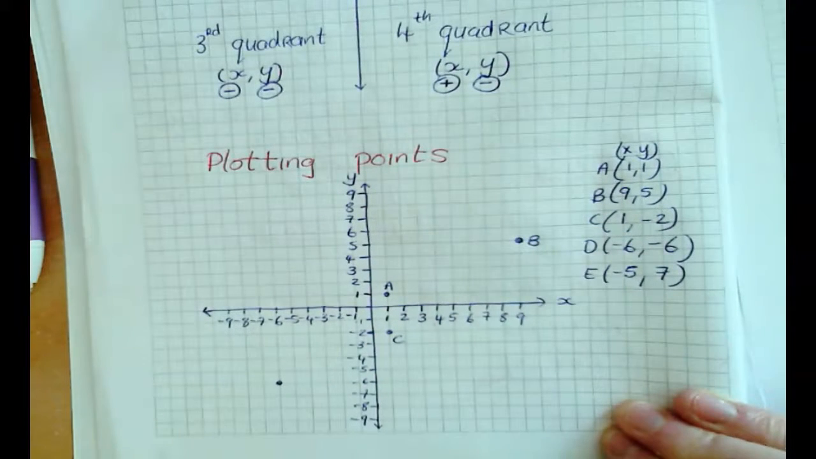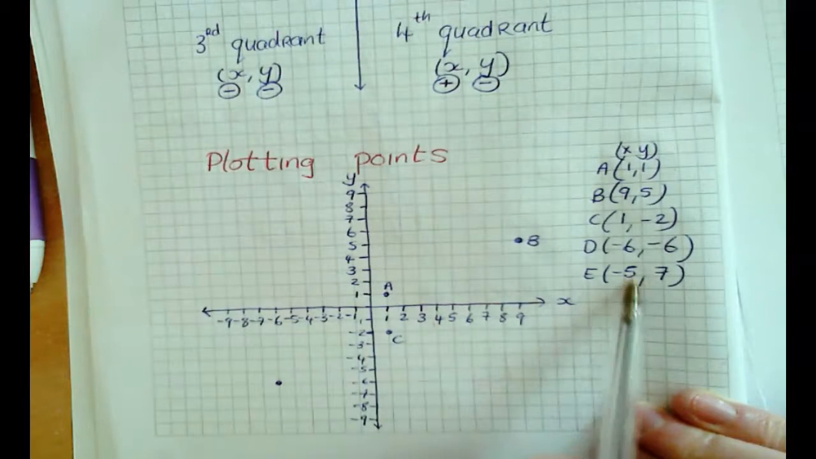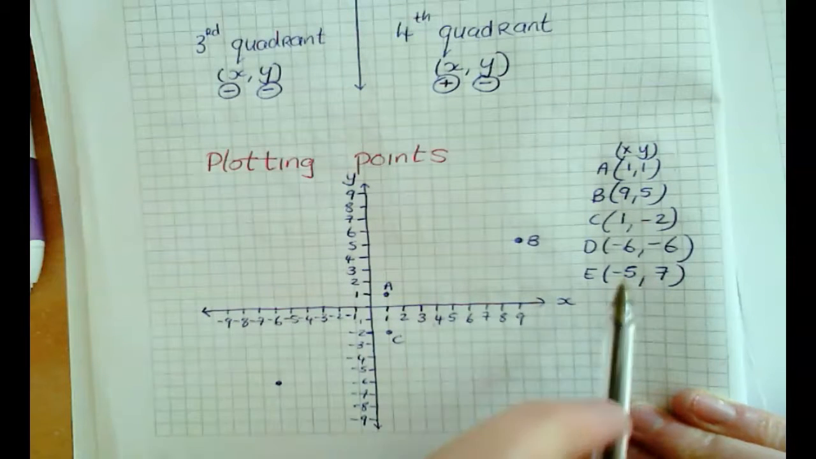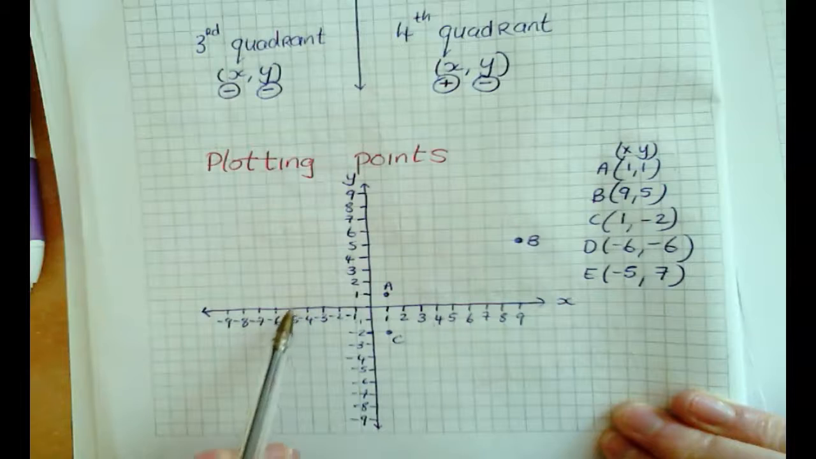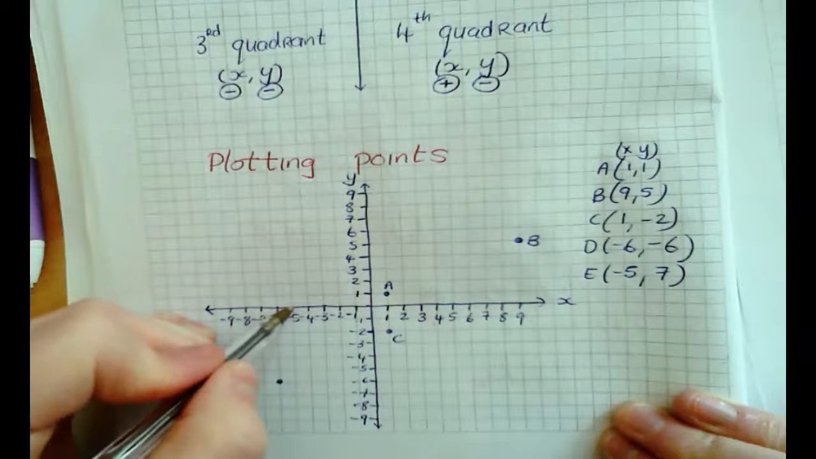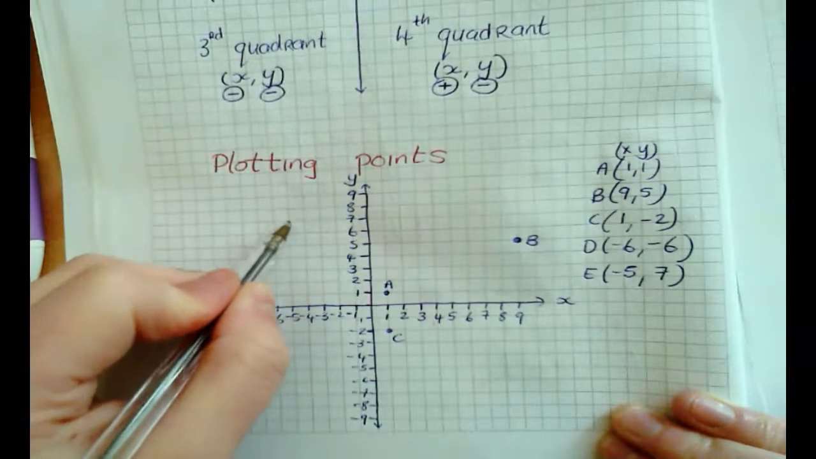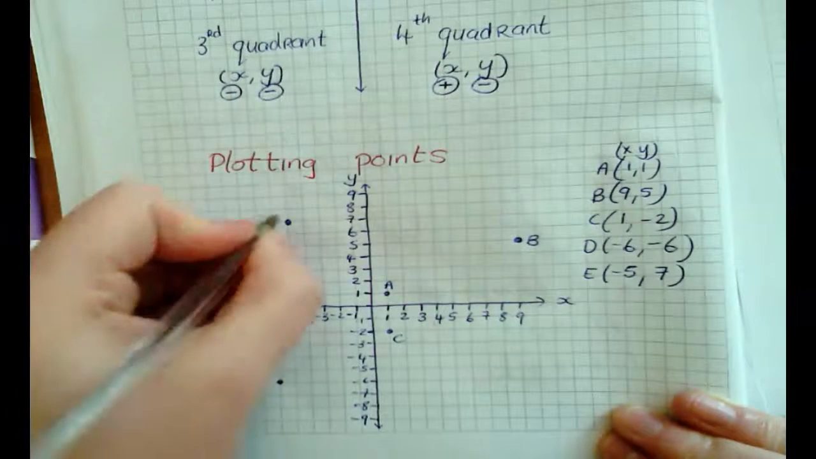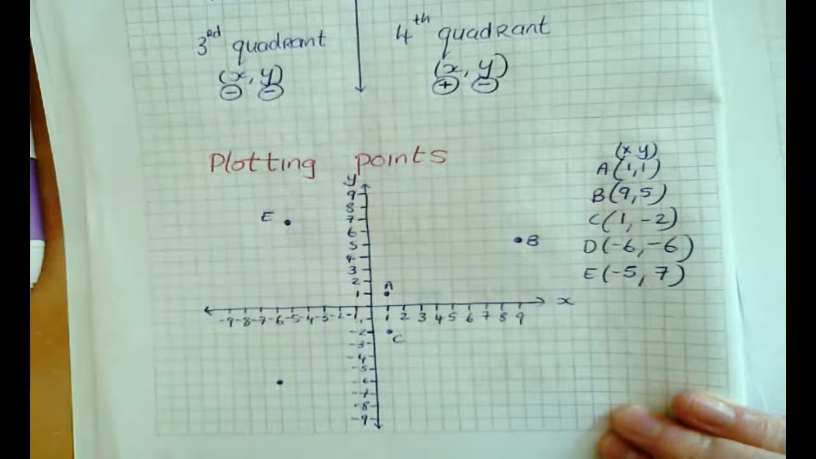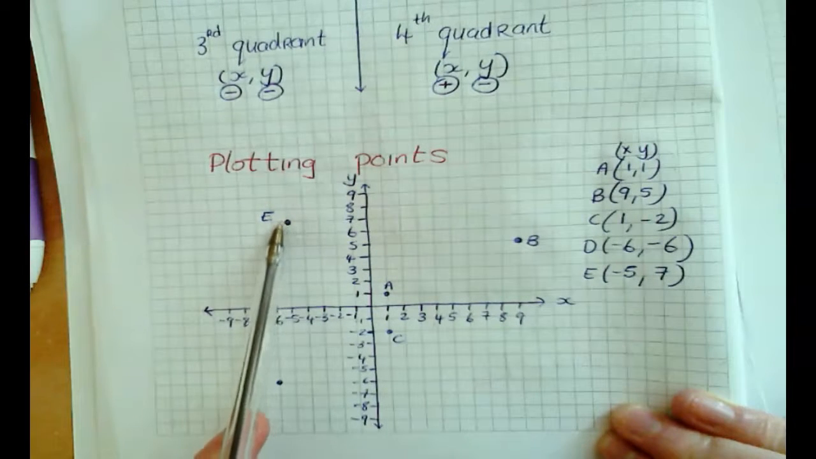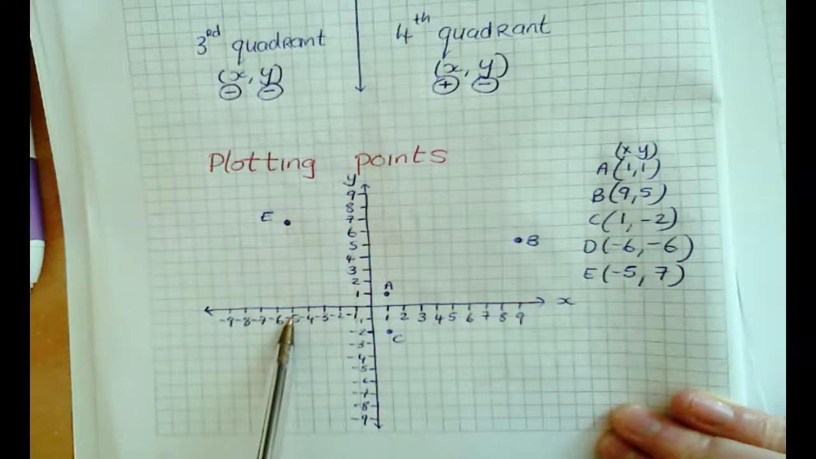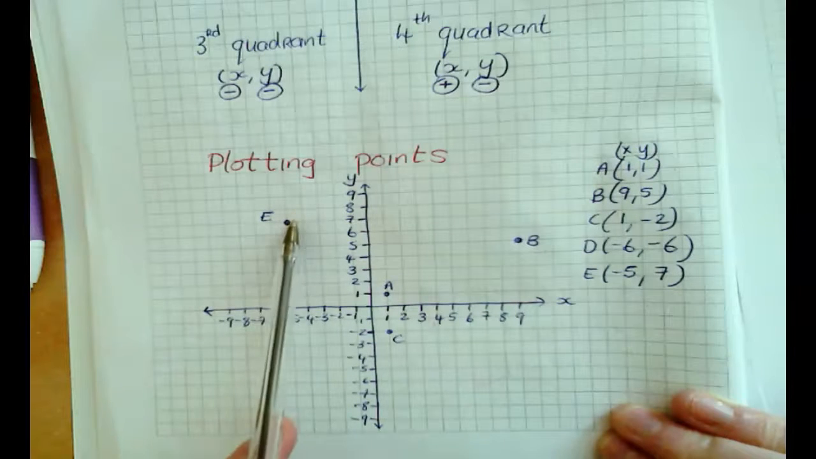So then if I was plotting E there, it's -5, 7. So my x comes first, then my y, so I go all the way out to -5 on my x-axis, and it's 7 on my y-axis, so I climb all the way up to 7. So there's my point, E. Okay, if I have my point, I come down, it's -5 on the x-axis, and I go across to my y, it's 7.